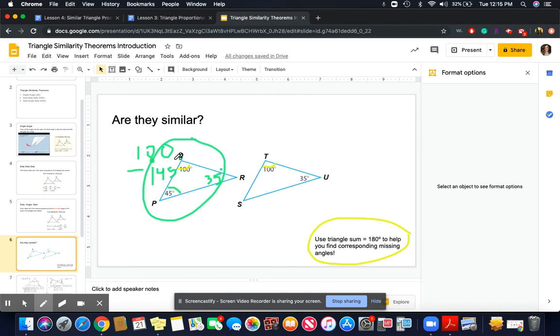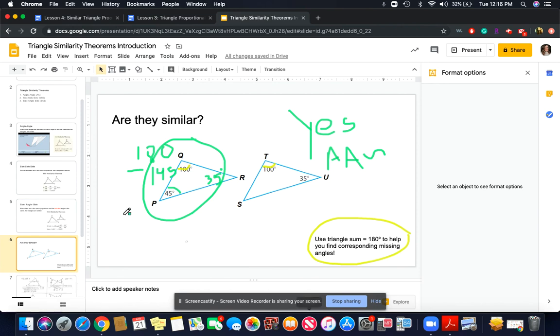Now what I have is two corresponding angles that are congruent. So this answer would be yes. These triangles are similar by angle similarity. And the symbol for similarity that we're going to use is this little squiggly line. Kind of looks like the top of the congruent symbol, but it's just the squiggle.